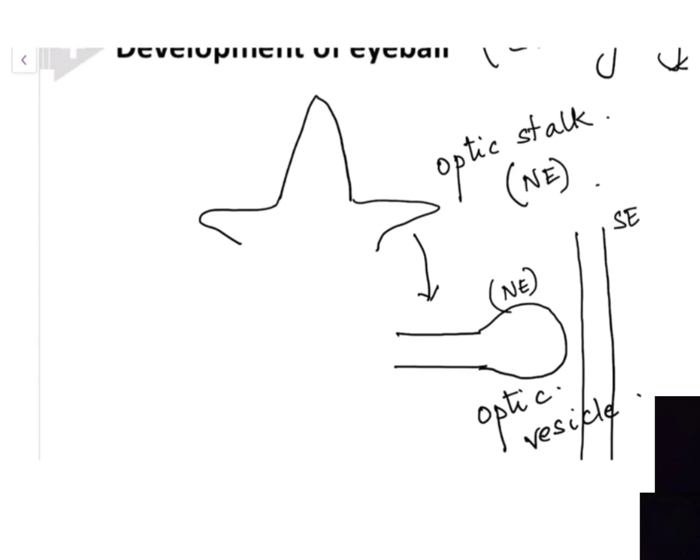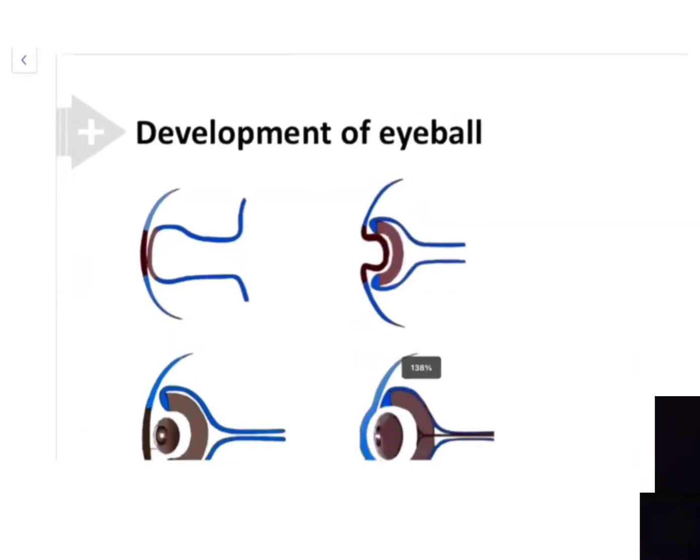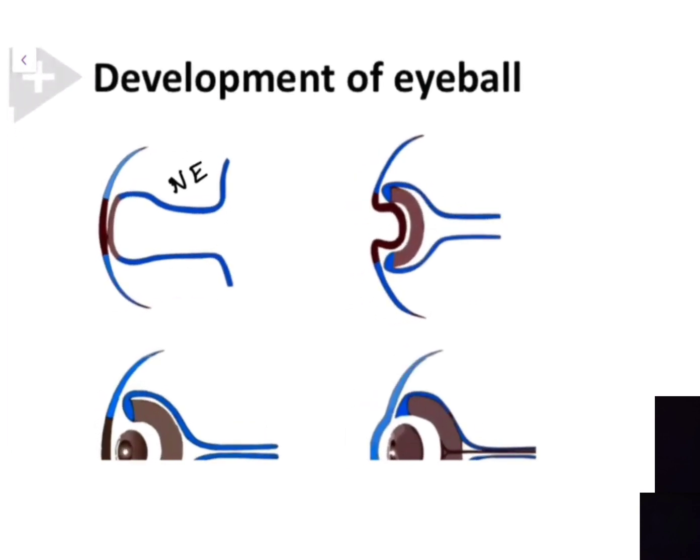Now, how is this process of development taken forward? Have a look at these images. They'll help you a little bit. You can see this is the neuroectodermal tissue, which is the optic stalk, and you can see the developing surface ectoderm from the outer side. This is your surface ectoderm, and this part where the neuroectoderm and the surface ectoderm are coming in close contact is called the lens placode. So this lens placode, you can understand, is going to give origin to the lens. It's a part of the surface ectoderm.